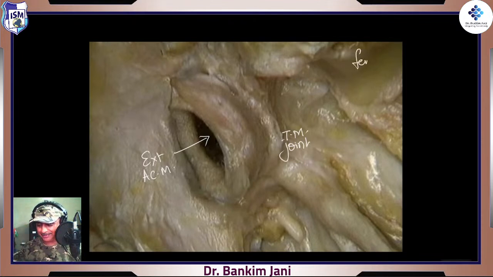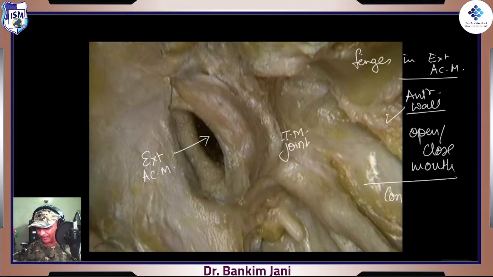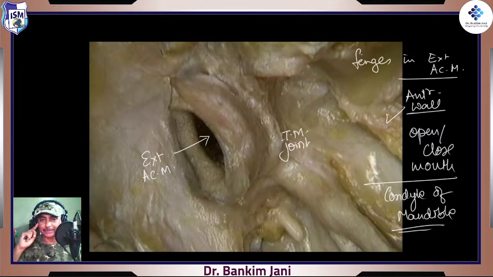So, finger in the external acoustic meatus, right? The anterior wall should be felt on the pulp of the finger, and then open and close the mouth. Once you do this, you will never forget the condyle of the mandible. So nicely it is felt. As such, we can try to feel it over here, we just put our finger and then open, close. Yes, it is felt. But when it is inside, it is felt best. You actually feel this shape. The actual shape. You feel that, right? Okay.